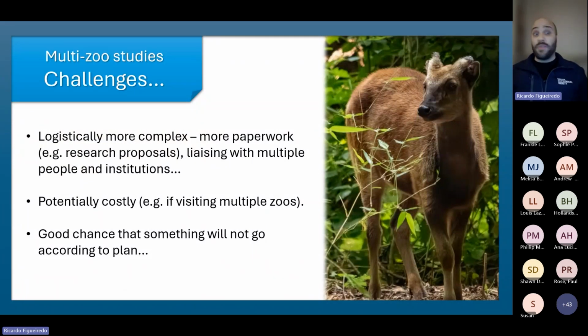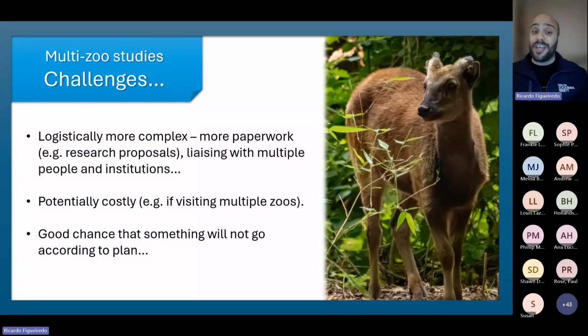You'll also have to work with more people. So you'll have to be liaising with multiple people, which is zoo staff, depending on which zoo staff you need help from, multiple zoos, multiple organizations, and all of that is more logistically complex. It can be potentially costly or resource intensive. It may be time consuming because, again, you're engaging with multiple people, multiple organizations. If you actually have to visit multiple zoos, it is potentially costly because there may be a lot of traveling involved, which is a lot of fun, I know, but usually quite expensive as well.